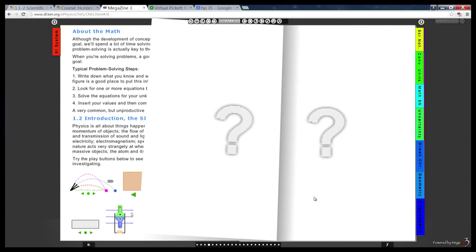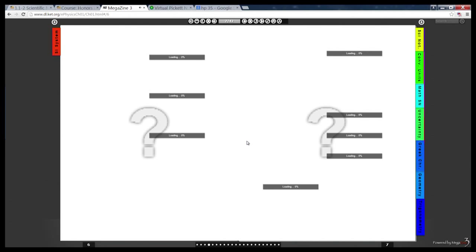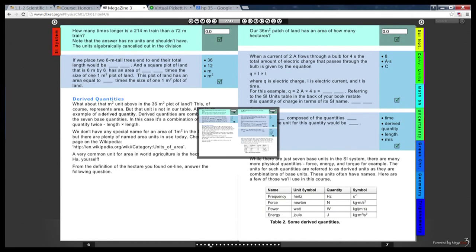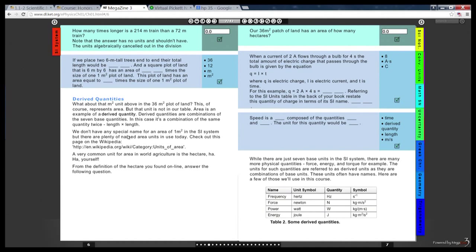So let's turn a page. You would read that stuff. By the way, these little dots down here also will jump to pages. You just click on the dot and it goes to that page. This is about how units work together when you have more than one number and they have some kind of combination of units. How many times longer is a 214 meter train than a 72 meter train? That's a tough one, right?